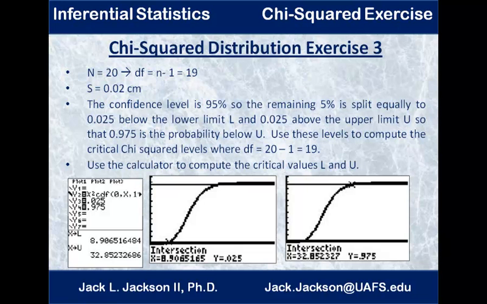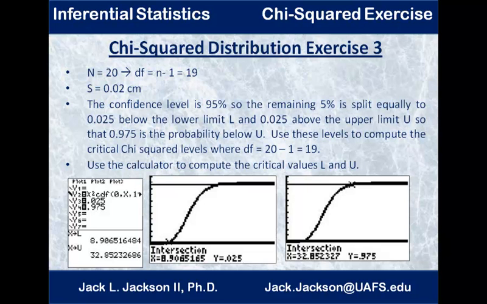So that's 0.05 total, split in half is 0.025 to the left, 0.025 to the right, and the 0.95 in the middle. So the left of the lower is 0.025, the left of the upper is 0.975, 1 minus alpha over 2. In other words, alpha over 2 is 0.025, alpha is 0.05, and 1 minus alpha over 2 is 0.975. So the L and the U are the chi-square lower and chi-square upper, not the lower and upper limits of our confidence interval.